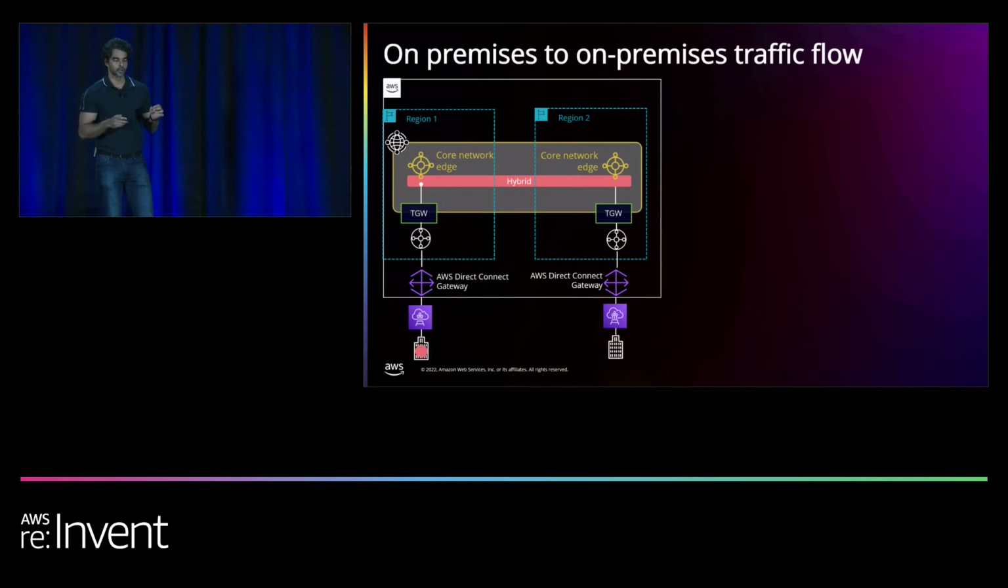Now, there's one traffic flow which I want to deep dive into. And this is from your on-prem networks, on-prem data centers to another on-prem data center. So here, traffic is sent from your data center to a Direct Connect location, to core network edge in region 1, then to core network edge in region 2, down to Direct Connect location, down to your data center.